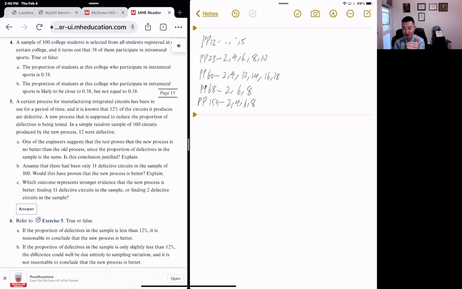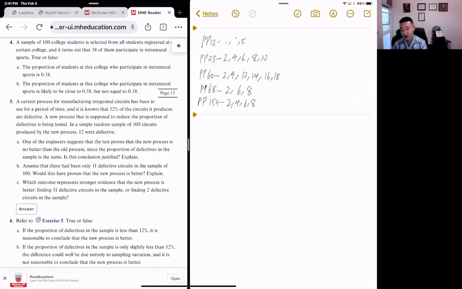And then the chance that the defective proportion in the new process is still 12% is very, very low. So there is a very, very high chance the new process will have a lower defective percentage than 12%.